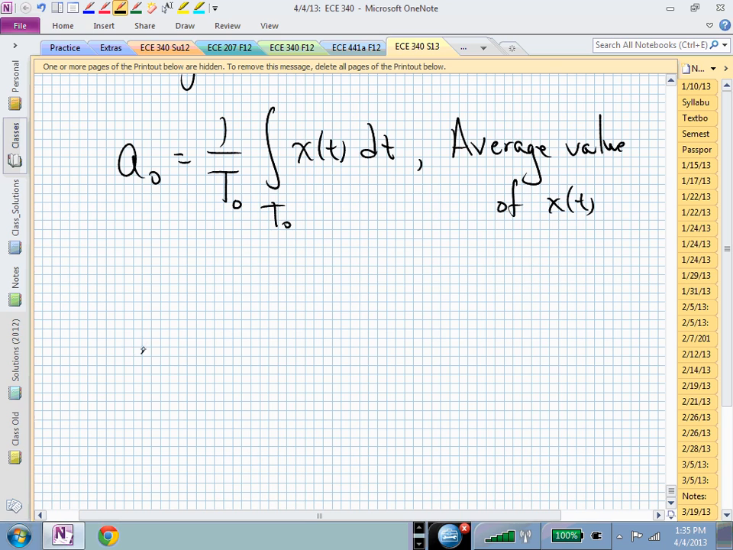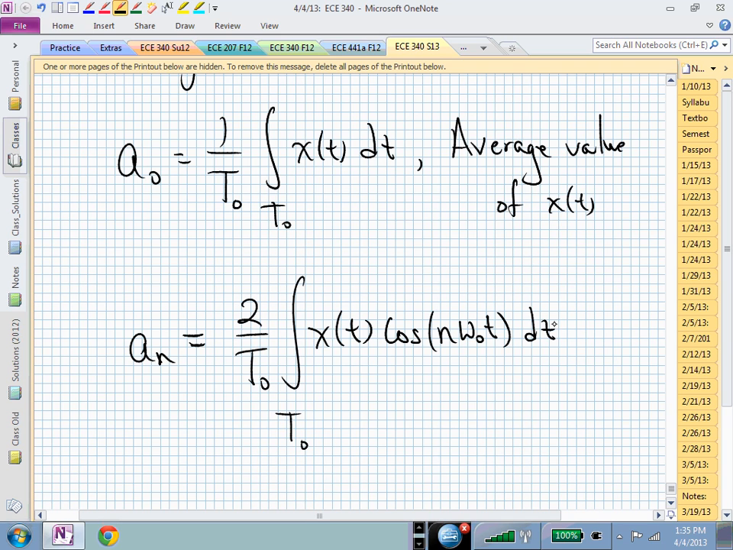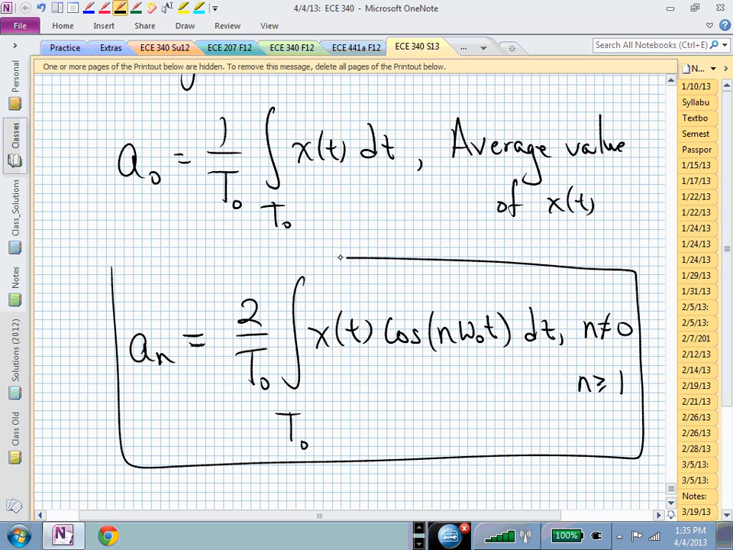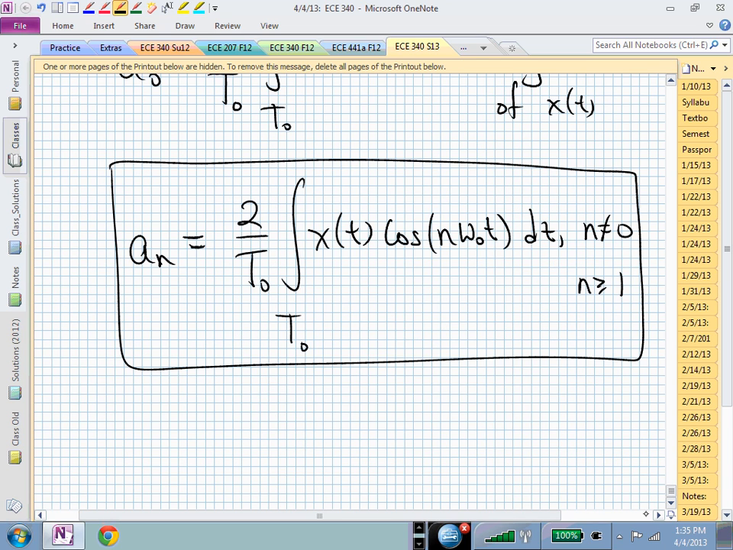If you continued to look at finding the different a sub n's, you would find that they have the same kind of structure we just found for a sub 1. That will be x of t times the cosine of the appropriate harmonic frequency dt. So let's say that's n not equal to 0 and n greater than or equal to 1. And that is basically asking, how is x aligned with the different harmonic cosine pieces?